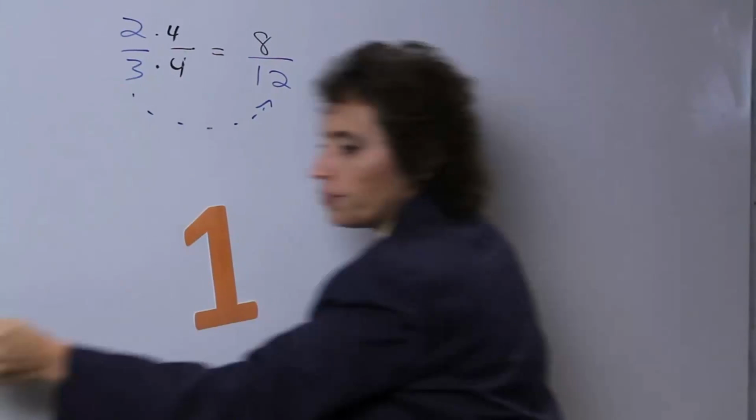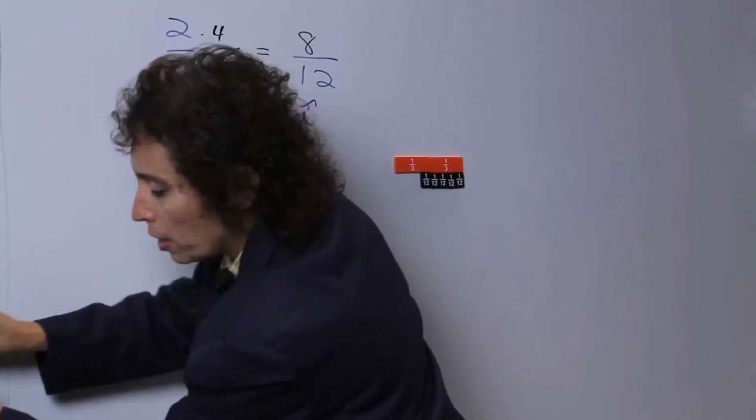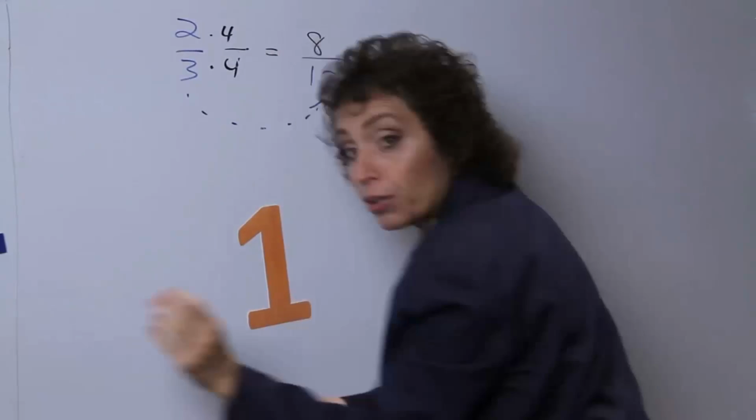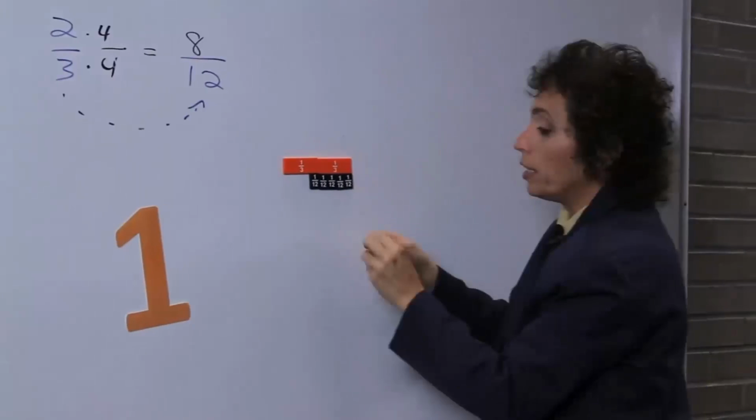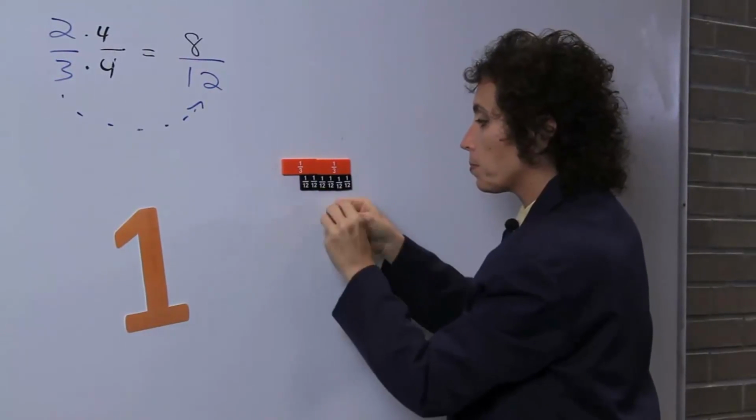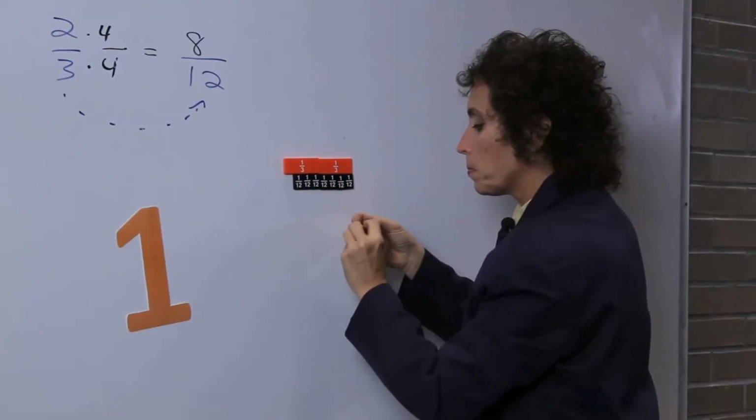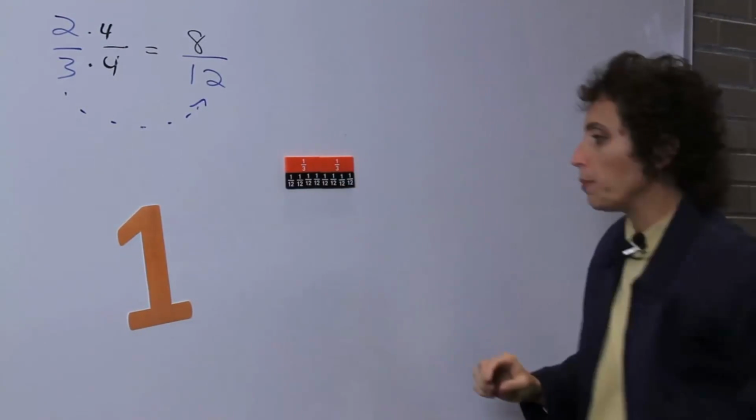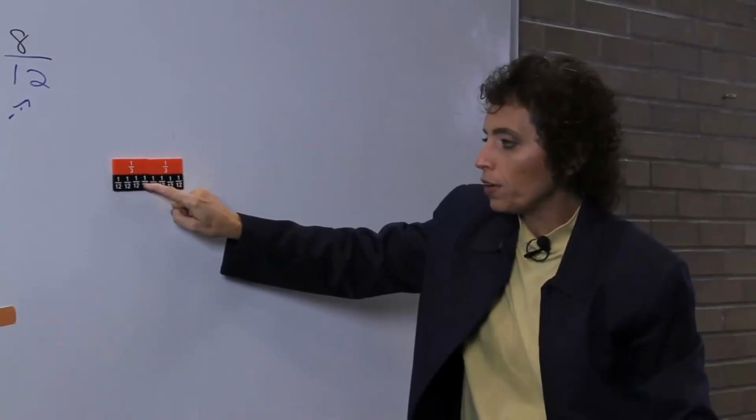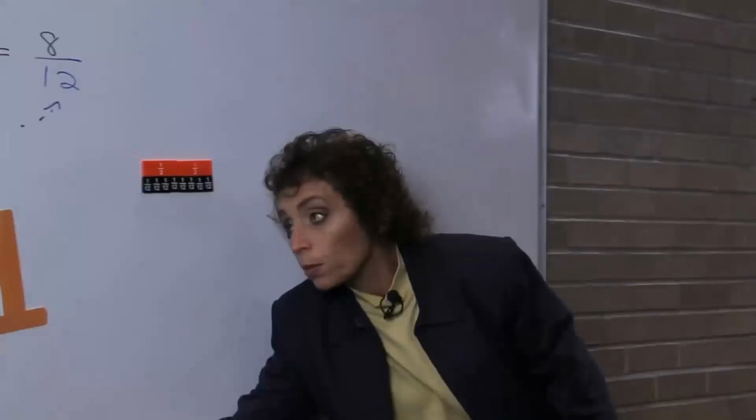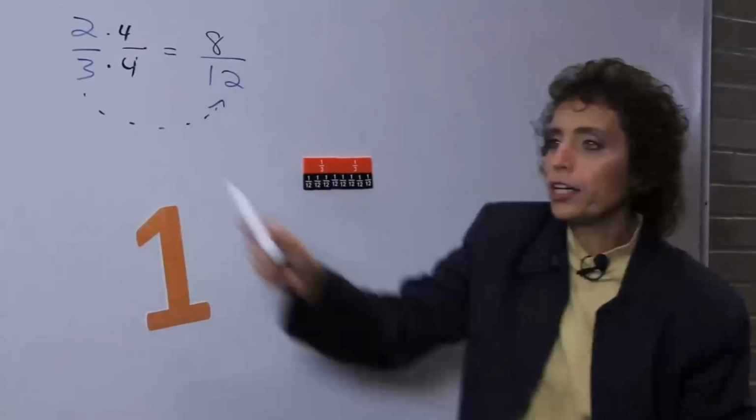Okay, what do I got? 5. So what do I need? 3 more, hopefully. If it's not 3 more, I goofed. I better need 3 more. Okay, here we go. Yep, there it is. So 2/3 is the same as 8/12. 1, 2, 3, 4, 5, 6, 7, 8. 8/12. All right, let's do another one. But remember, the whole key here is you're either multiplying or dividing.